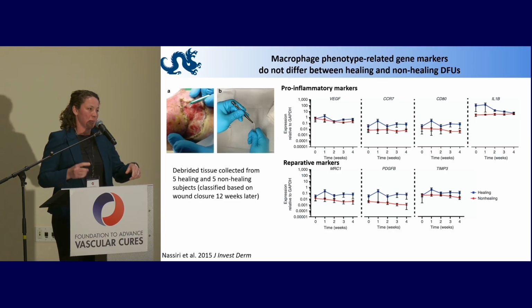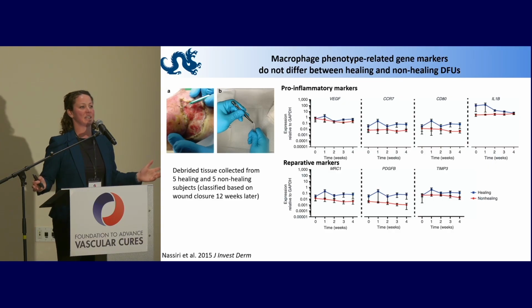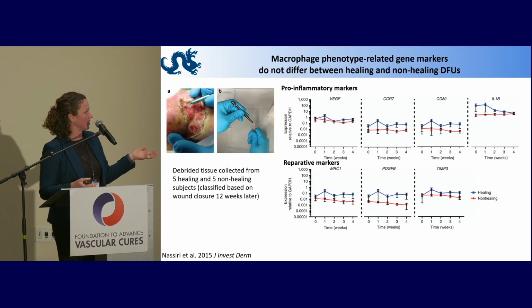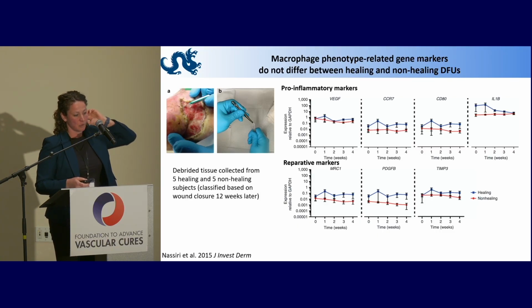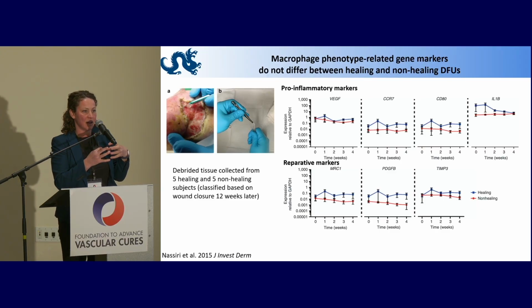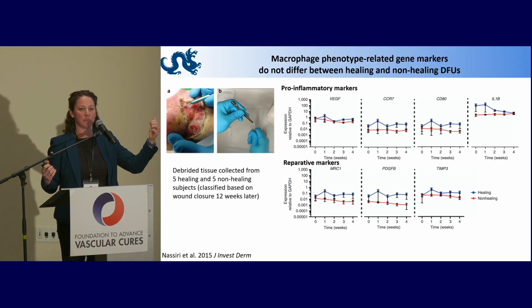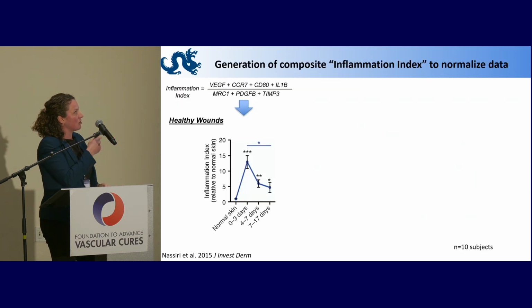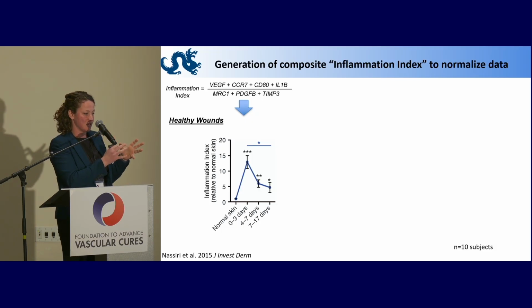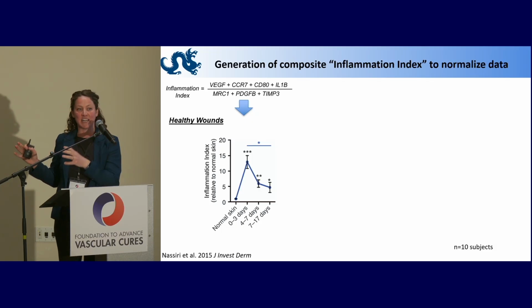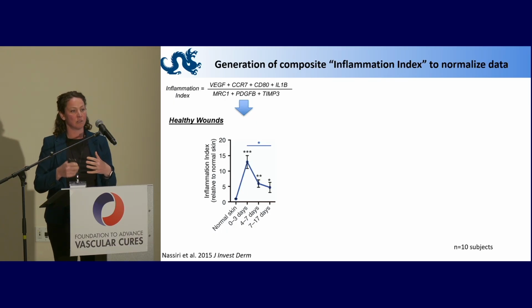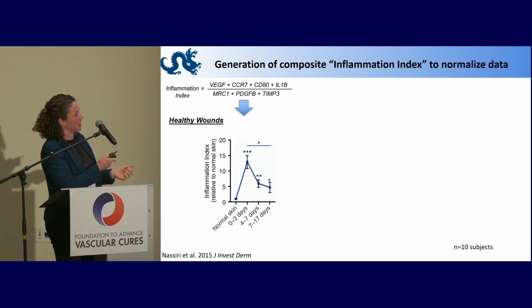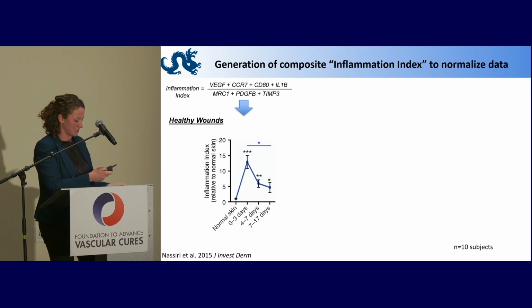But we thought, patients are so different from each other. Maybe it's crazy to think that any single gene would be different, especially when we only had n equals 10 in this cohort. So we thought, is there some way to normalize the data to magnify the differences between them so that we could self-normalize and maybe find something? So what we ended up doing was taking all the pro-inflammatory markers, which are important at early stages of healing, and just adding them together, and then dividing them by all the reparative markers that are important at later stages of healing, and then making a ratio. So that in healthy wound healing, this ratio is higher immediately after injury, and then it decreases over time. So this is what you would expect in healthy wounds.